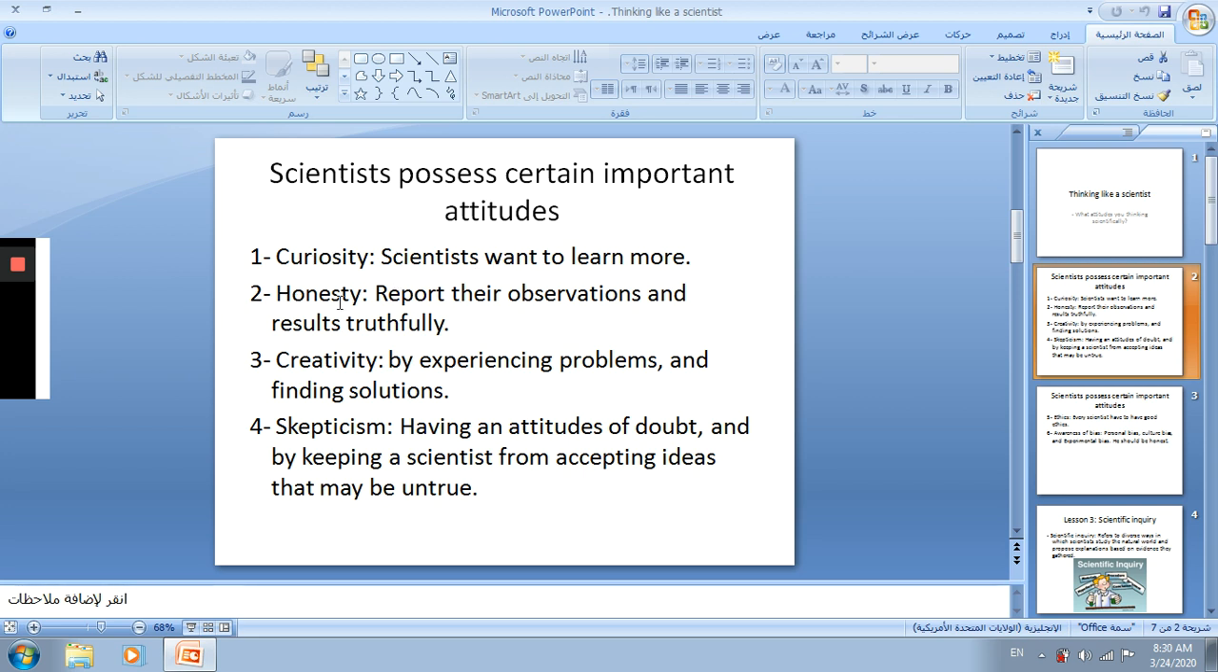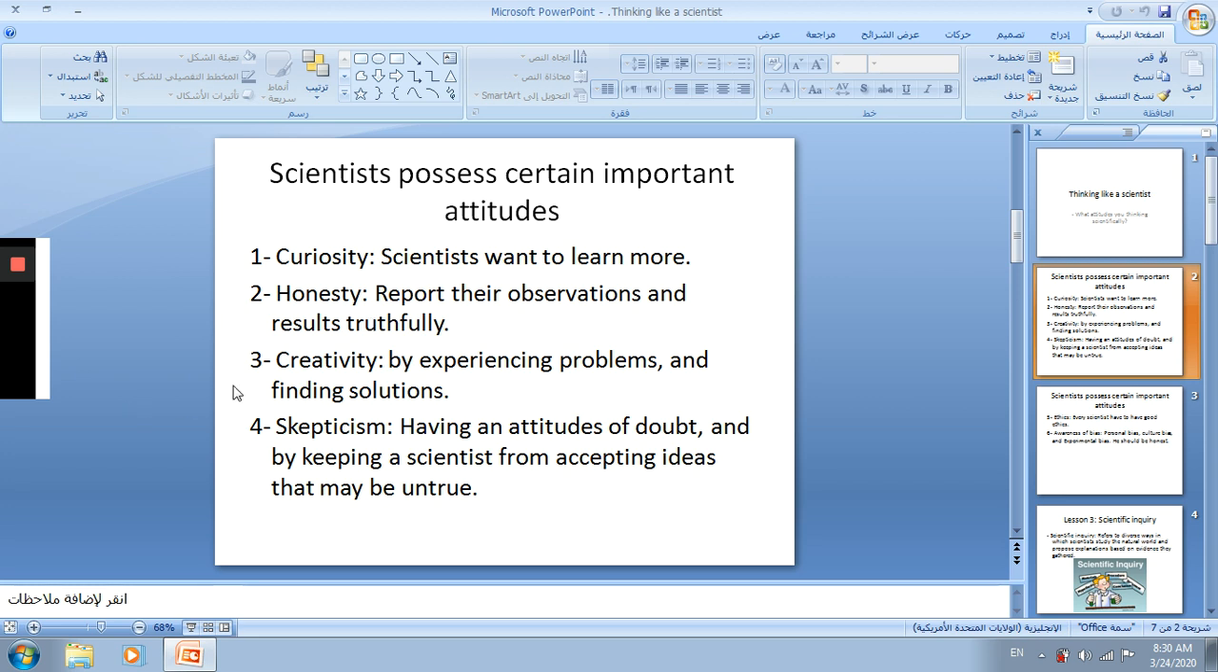So point number 2, honesty. Report their observations and results truthfully. Each scientist should report his observations and results truthfully. Why truthfully? Because no one is around or supervising or watching the scientist. So he should be honest in recording, in observation, in giving conclusions and stuff like that.